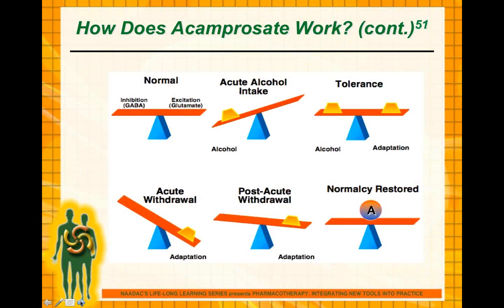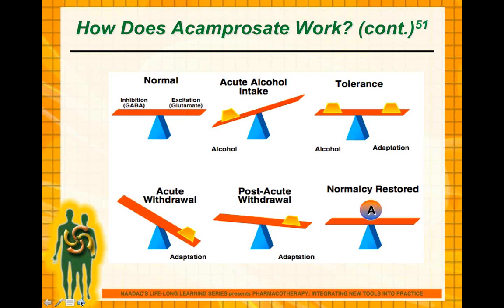So here's that teeter-totter example I was giving you before. Again, we've got a normal balance of function between GABA and glutamate, and alcohol comes on board and causes an imbalance. Then the brain adapts, which causes tolerance and evens things back out again. But then once the alcohol goes away, we've got way too much glutamate because that adaptation had happened, which causes acute withdrawal.